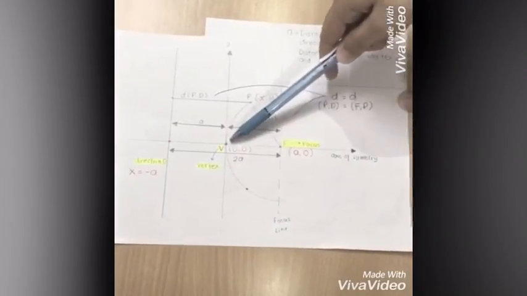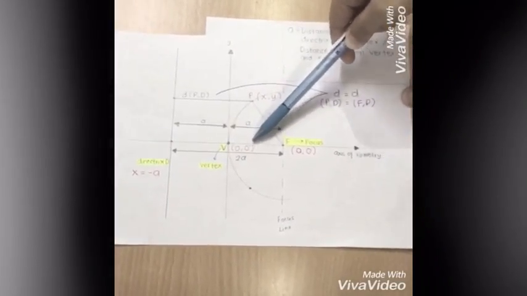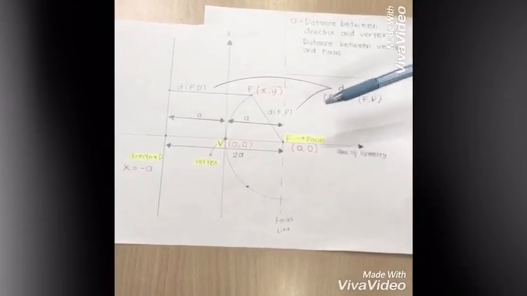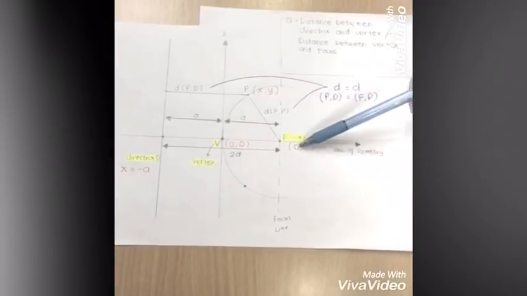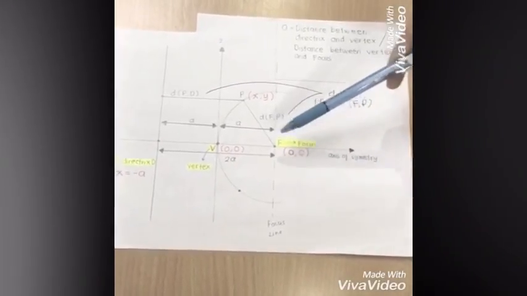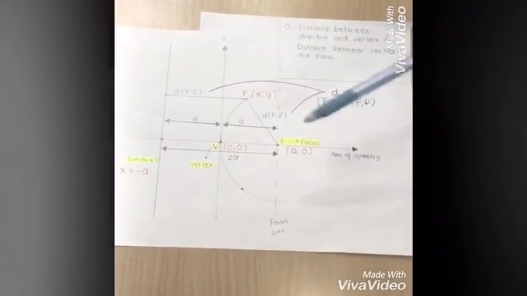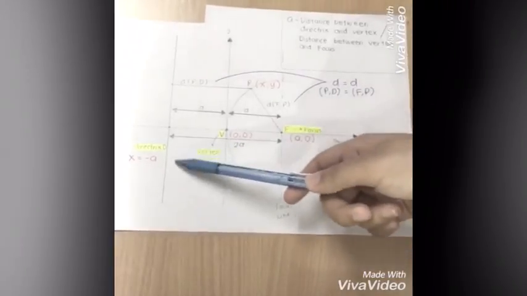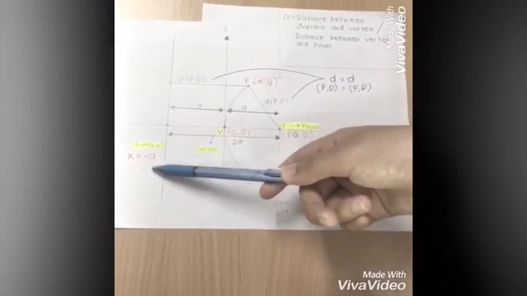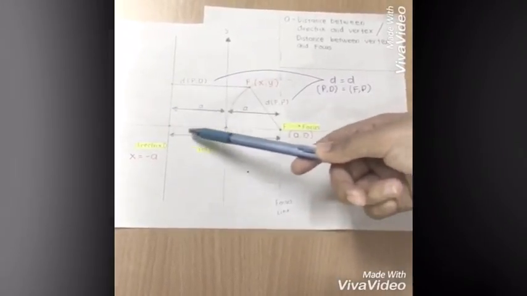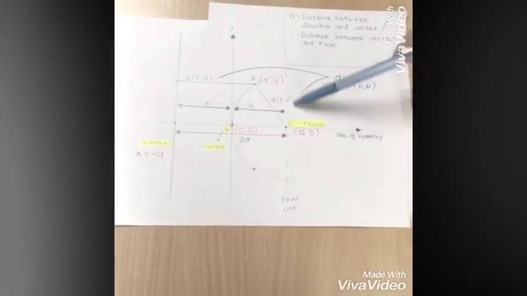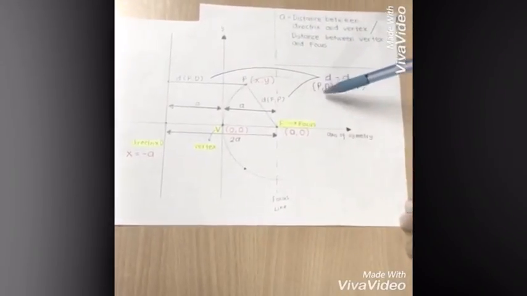The coordinate of the vertex is (0, 0). P is (x, y). The coordinate for the focus is (a, 0). Why is the y 0? Because it lies on the x-axis. The equation for the directrix is x equals negative a. This is because of the position of the point: the distance PD is equal to FP.